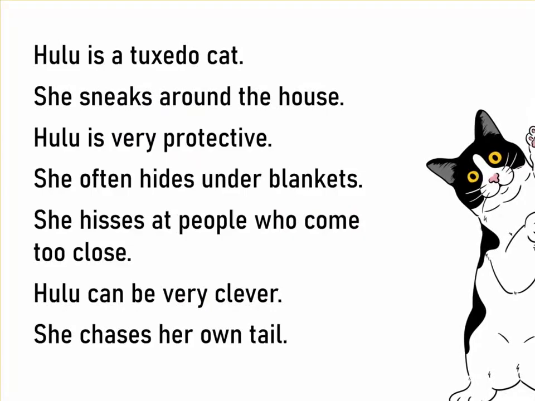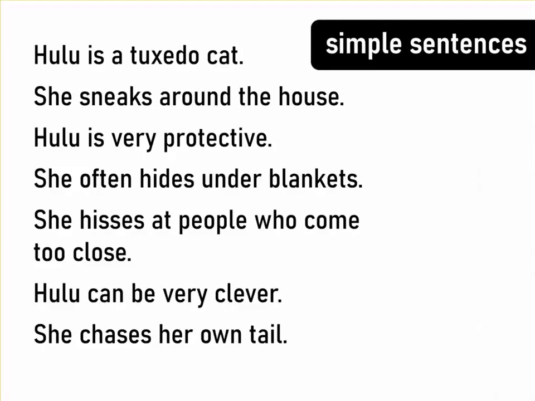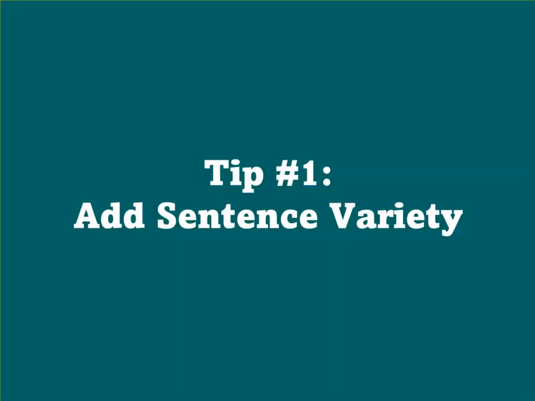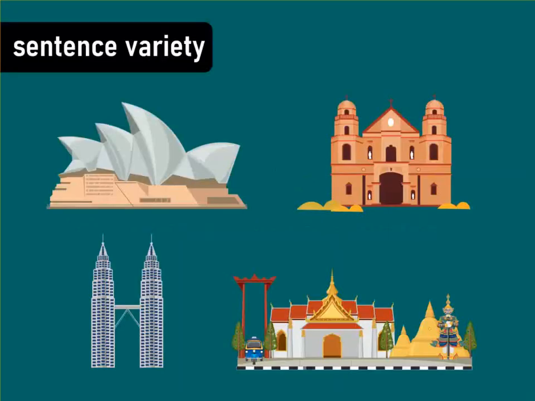Okay. These sentences may be grammatically correct and accurate descriptions of Hulu. The problem is that they are all written in simple sentences, so they sound boring, and it's not clear how some of these sentences are connected to each other. One way you can improve your sentences is by adding sentence variety. Just as buildings have different structures that make them unique, you can vary the structure of your sentences to add variety and make your writing more engaging.